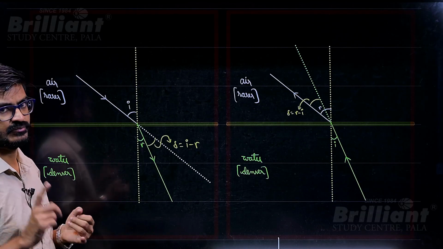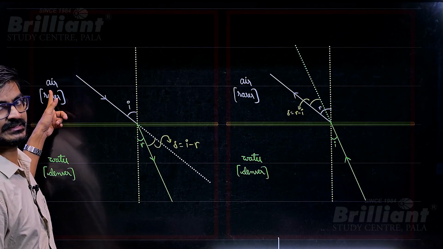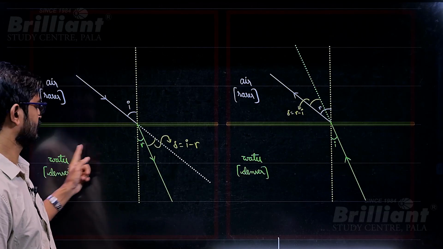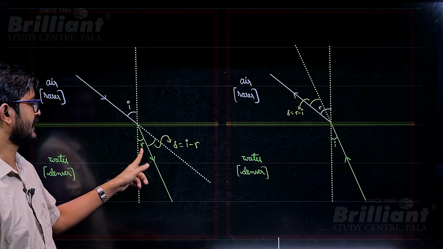Now mu sin theta is constant, so mu sin theta equals mu sin theta. The mu of air is less, so the angle of incidence will be more. The mu of water is more, so this angle will be less.